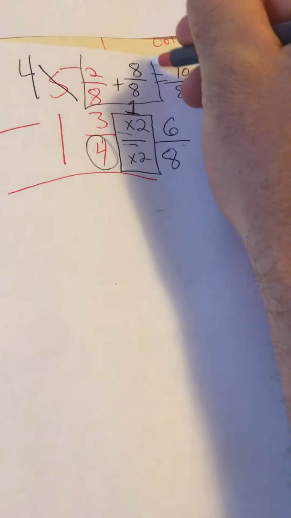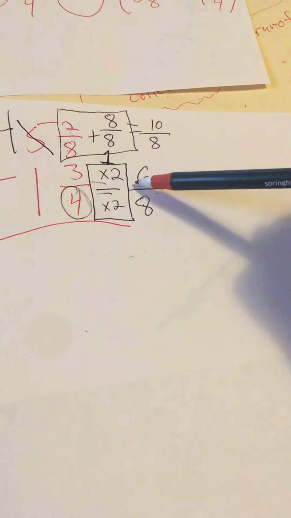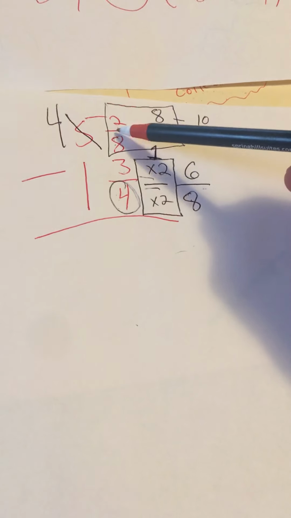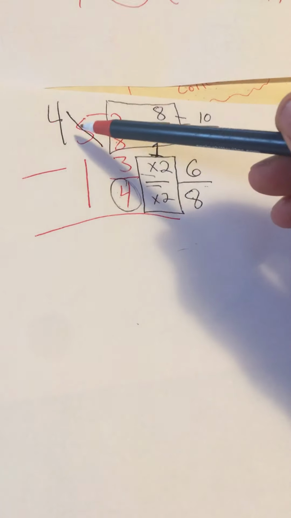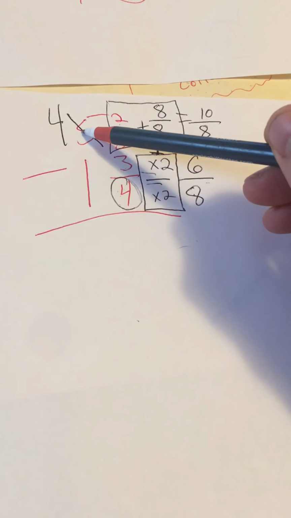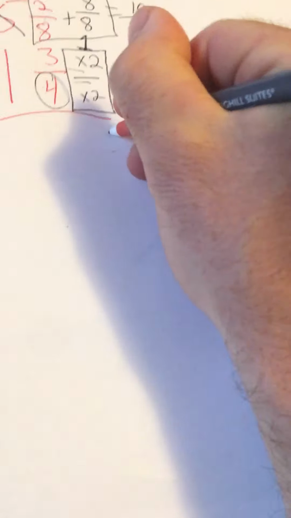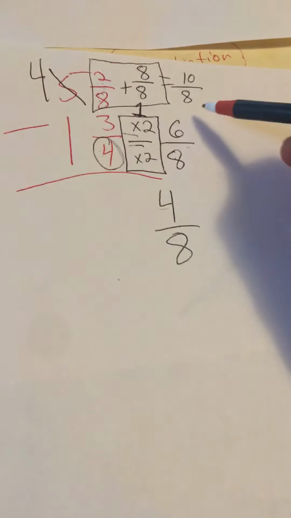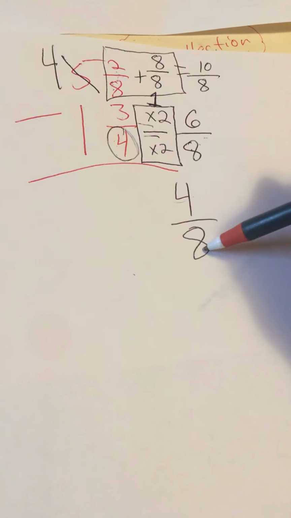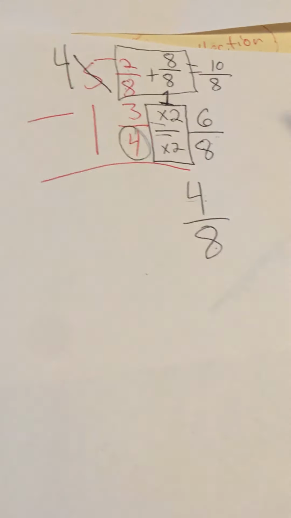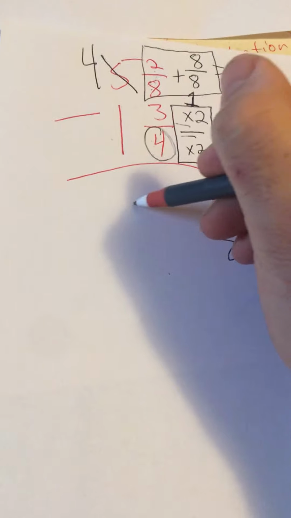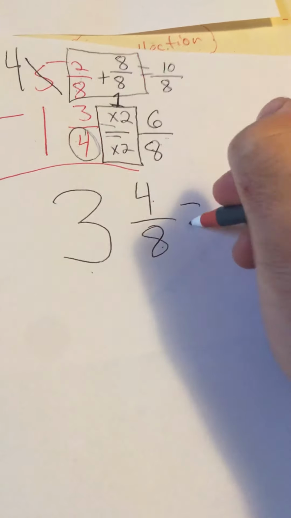So be careful that you don't forget to add it to the 2/8. Some kids just put 8/8 and then they subtract and they get it wrong. So you got to be careful that we had 2/8 and now we're adding 1 more because we subtracted 1 from the whole number. So altogether you have 10/8. So now we have 10/8 minus 6/8 is 4/8. Right, the denominators stay the same, and you just do 10 minus 6 is 4. And then 4 minus 1 wholes is 3 wholes. So we have 3 and 4/8.